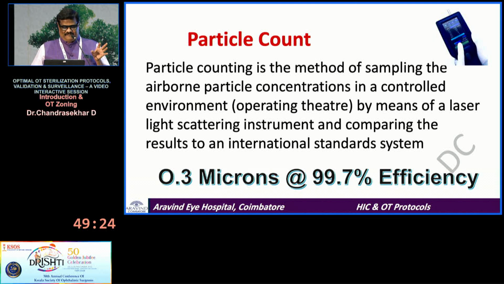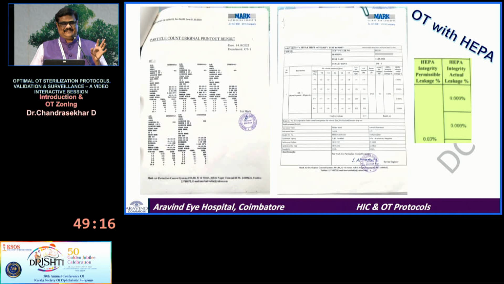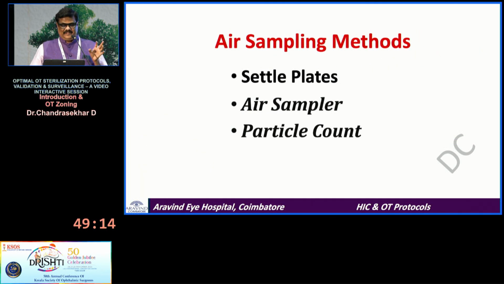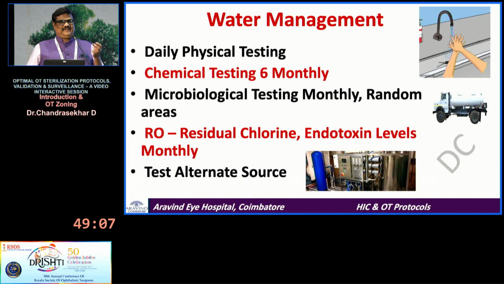When you have a HEPA filter, it should filter 0.3 microns at the rate of 99.7% efficiency. So these reports need to be done once a year or once in 6 months, depending on the usage of the hospital. The air sampling can be taken, ideally we all take the settle plate methods. Water, we need to test it physically daily. Chemical testing at least once in 6 months. Microbiology testing, ideally once a month would be good, and RO water again should be tested every month.